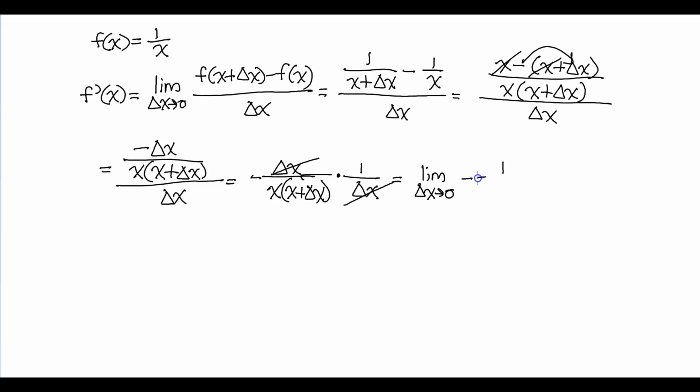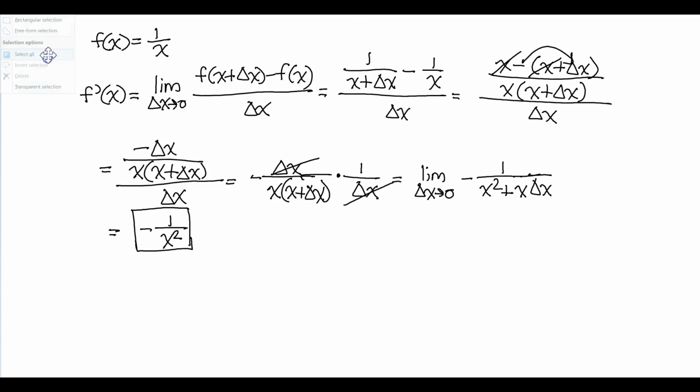Of negative 1 over x squared plus x delta x. And now this doesn't make the denominator equal to 0, so we're in luck. So if you do direct substitution and evaluate the limit, you get negative 1 over x squared. Negative 1 over x squared. And that is our derivative.